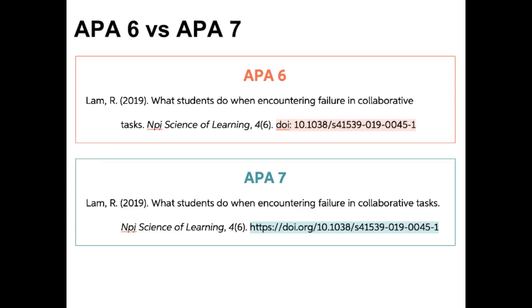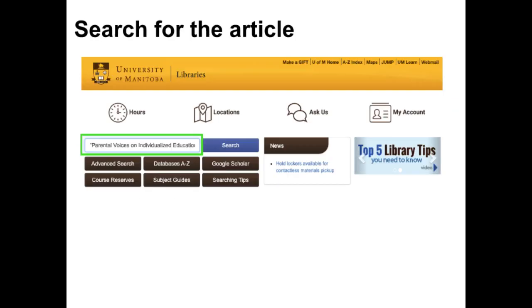APA 6th edition simply required the inclusion of the DOI within the reference. With the publication of the 7th edition of the manual, the preferred format is a hyperlink with https://doi.org/ preceding the number.